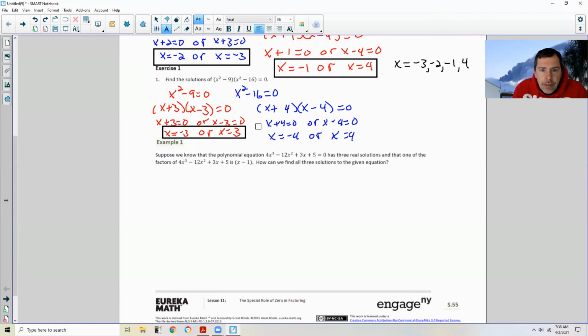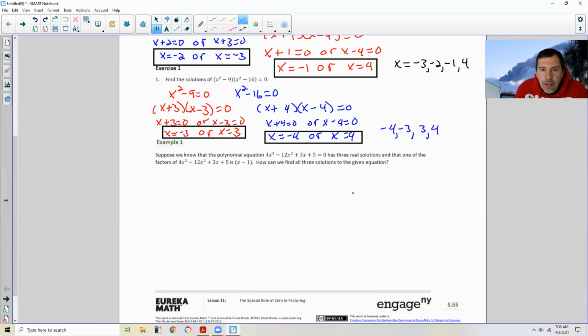Okay, so there's the other two answers. So we could say the answers are -3. Let's put them in order from least to greatest. -4 is the smallest. So -4, comma, -3, comma, 3, comma, and 4. Okay.